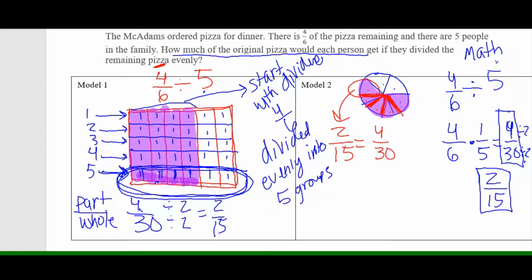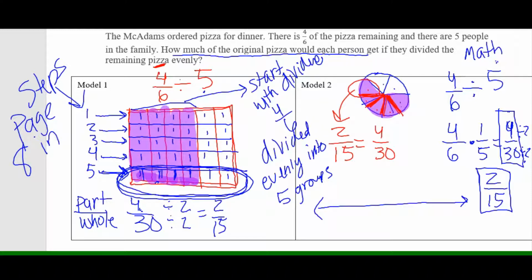You could also show it on a number line, and we did this in class today. And keep in mind the steps to model using a rectangle. So this is a fraction divided by a whole number. The steps for this are on page 8 in your study guide. So you can go back and use those steps at the top of page 8 to answer this question as well. So now we want to show it on a number line.